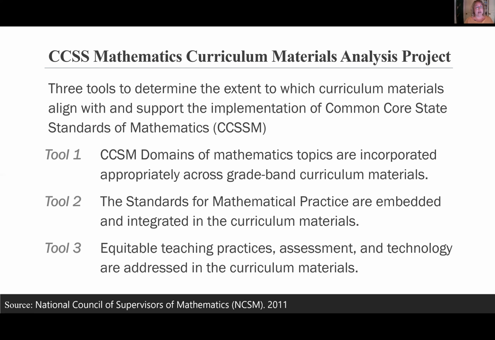There are three tools provided by the National Council of Supervisors of Mathematics in order to determine the extent to which a curriculum adequately covers the Common Core State Standards of Mathematics. Tool number 1 evaluates the extent to which the domains of mathematics topics are incorporated appropriately across grade band curriculum materials. The second tool evaluates the standards for mathematical practice and the extent to which they're embedded and integrated into the curricular materials. Tool 3 evaluates equitable teaching practices, assessment, and technology, and the extent to which they are addressed in the curricular materials.